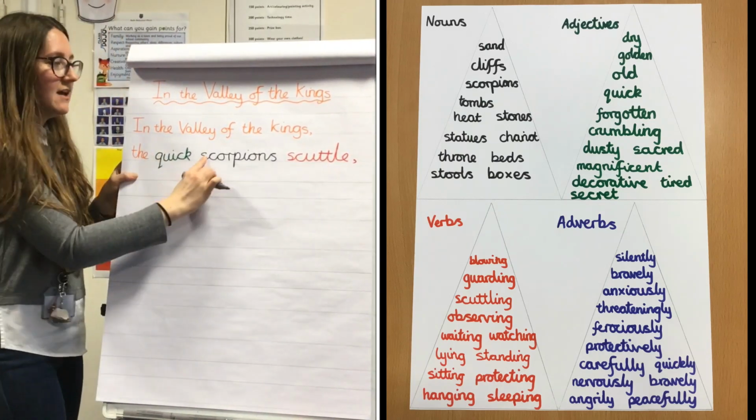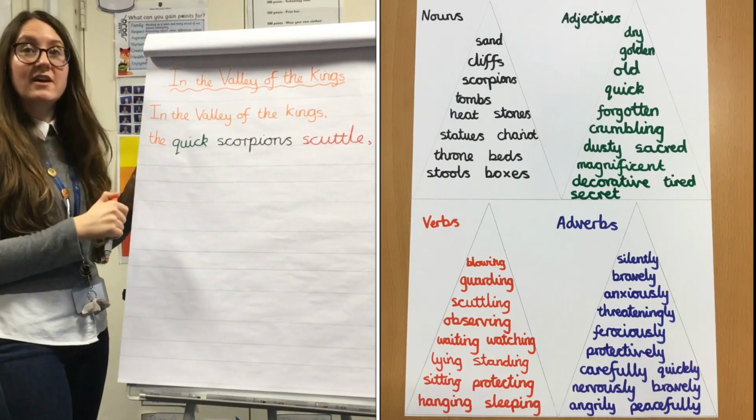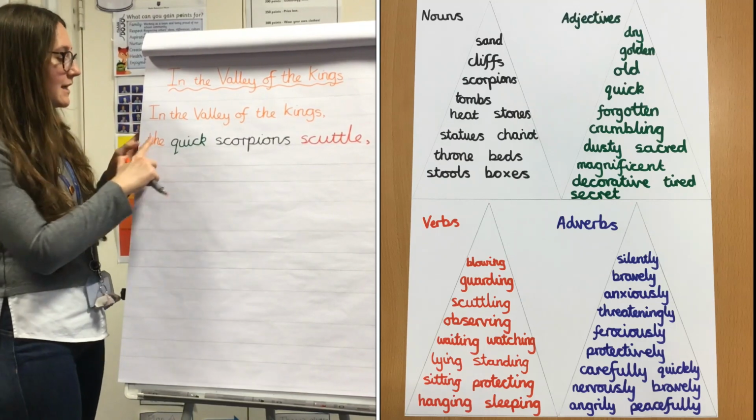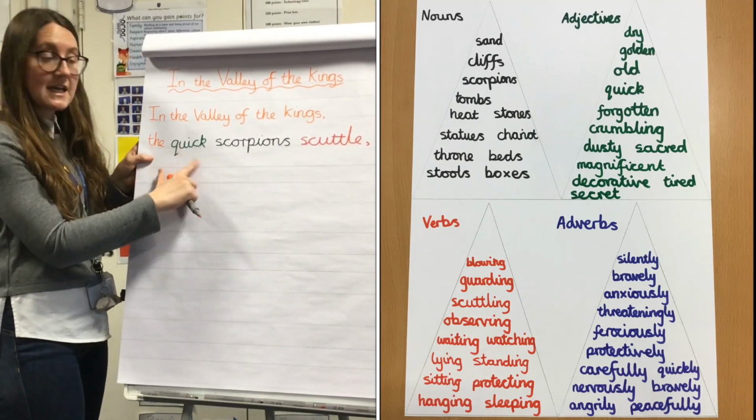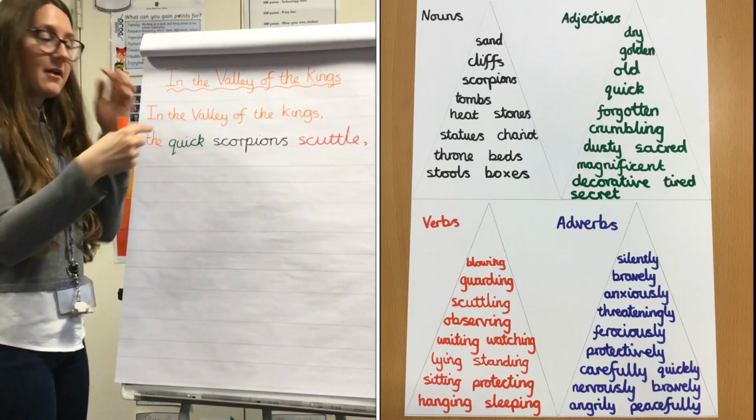And I really like the s sound there. So that's my second line. Ready for my third line. I'm going to follow the same pattern. I'm going to have the, then my adjective, my noun, and my verb. So let's have a look.